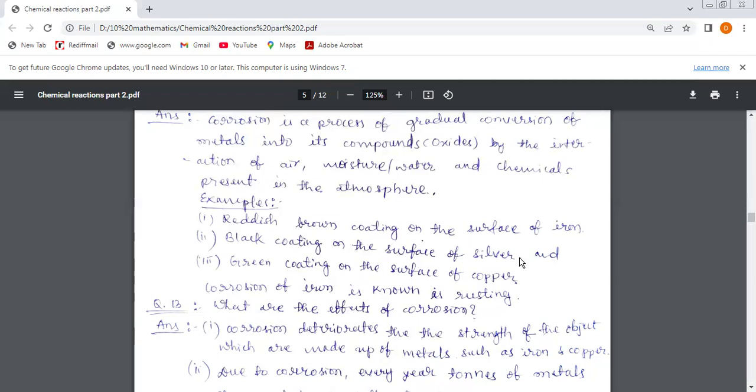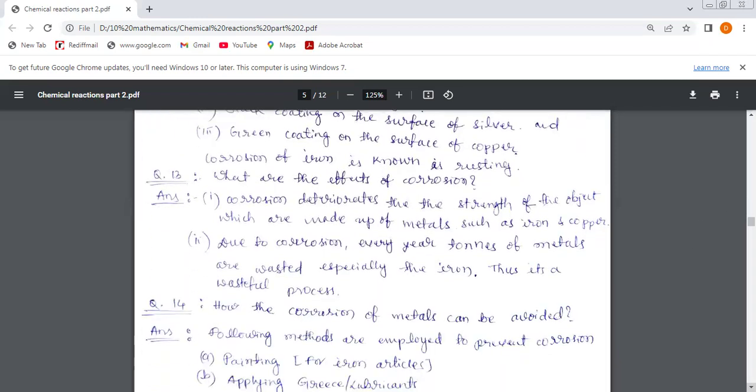Another example is the black coating on the surface of silver articles. If you keep them for a longer time in the open atmosphere, they become blackish because of the formation of silver oxide over the silver. The next example is the green coating on the surface of copper. Copper also gets oxidized when it is exposed to water or moist air. Corrosion of iron is known as rusting. That is the name for the corrosion of iron: rusting.